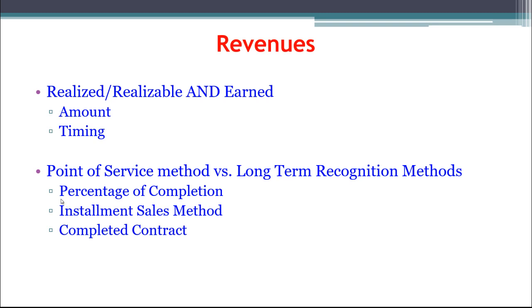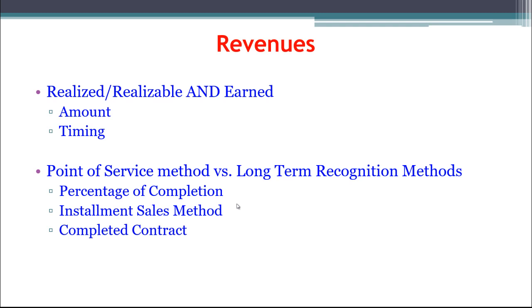So the percentage of completion method basically says we take a look at how many of the expenses we've incurred up to this point, salaries, materials, things like that, compared to the total amount we think we're going to incur over the entire project. Whatever that percentage is, that's the percent of revenue we'll record as well. So that does a pretty good job of matching revenues and expenses. With the installment sales method, we collect money on that contract at regular intervals to help us pay for the expenses, for example.